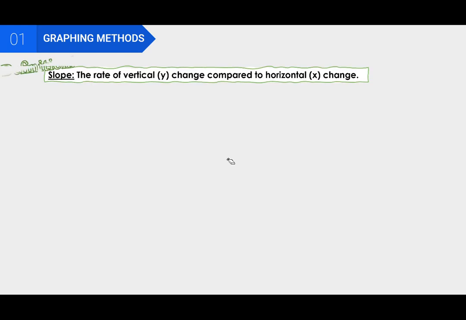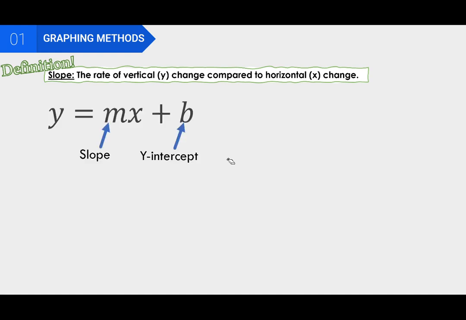All right, the third method deals with slope, which we are going to talk about in our next video. So if we haven't got to it yet, that's okay. But for now, we're just going to use this definition. Slope is the rate of vertical change, the change in y, compared to horizontal change, the change in x. If an equation for a line is written in a specific way, you can just see the slope and the y-intercept just by looking at it.